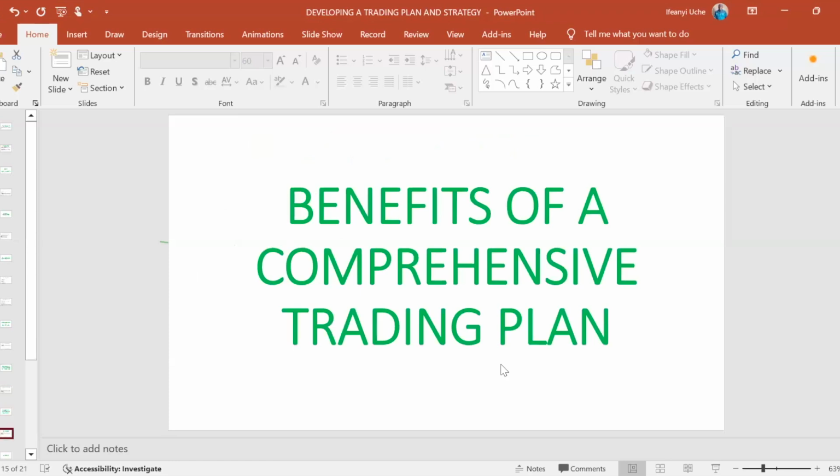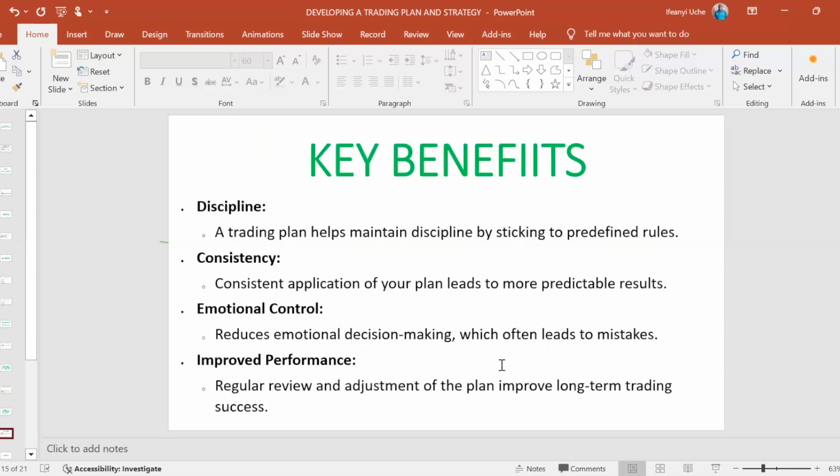Okay, so benefits of a comprehensive trading plan. Key benefits include discipline. A trading plan helps you maintain discipline by sticking to predefined rules. So you must have those predefined rules. For example, first rule, never lose money. In other words, never lose money doesn't mean you will not have losses. Never lose your account. Now, how do traders lose their money? By trading without stop loss orders. And when you trade without a stop loss order, it's just a matter of time. If you're on the wrong side of the trend, it's just a matter of time for the market to catch up with you.